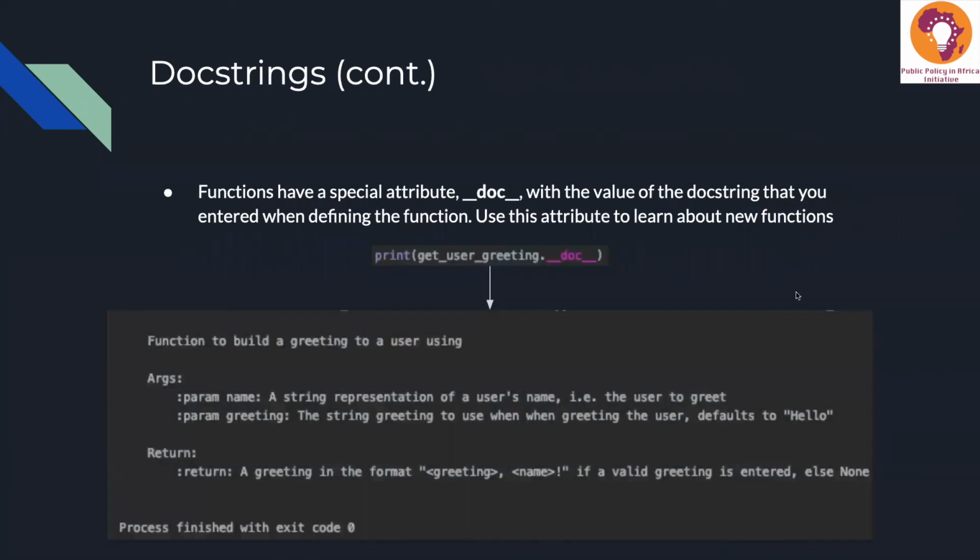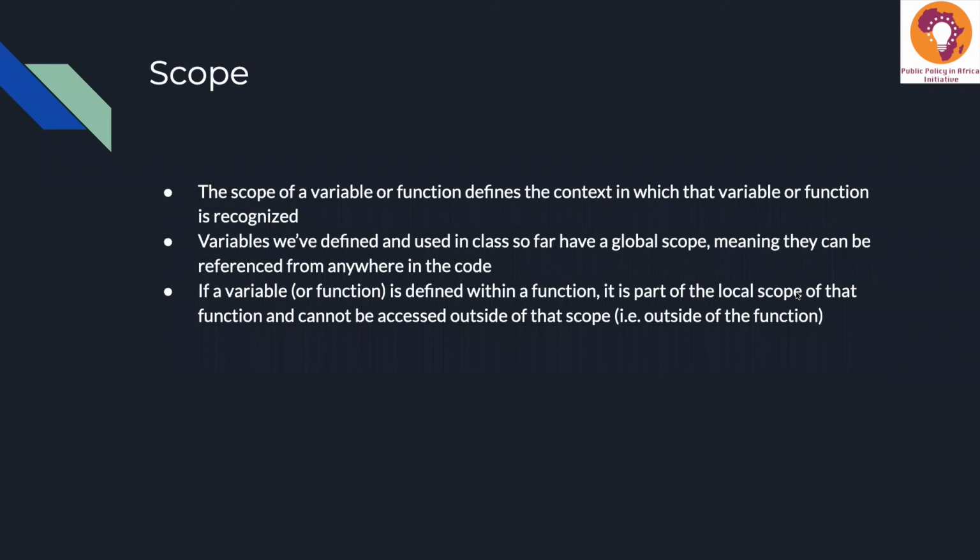On to the next slide, since I don't see any other questions. All right, scope. The scope of a variable or function defines the context in which that variable or function is recognized. Variables we've defined and used in class so far have had a global scope, meaning they can be referenced from anywhere within your code. But if a variable or function is defined within a function, you can define functions within other functions, believe it or not, it is part of the local scope of that function and cannot be accessed outside of that scope, i.e. outside of that function. So let's see some examples.